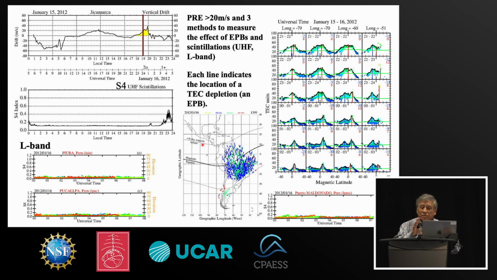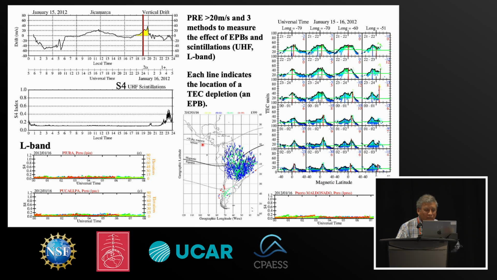Now, I'm going to switch gears a little bit and go to the other project. So you know the spread F is due to the bubbles, and that's mainly due to this Rayleigh-Taylor instability that moves the plasma up, and it starts producing the bubbles and also all this structure inside the bubbles. So we decided to test the hypothesis that it is the vertical drift that controls the initiation of the bubbles. How well does it happen?